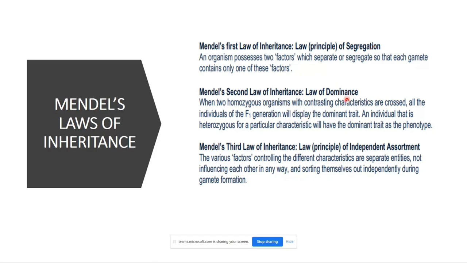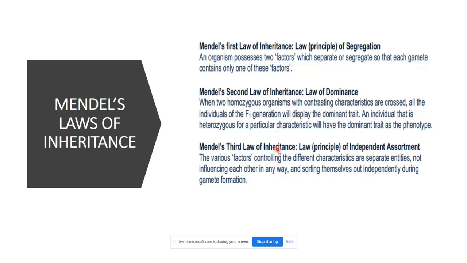Mendel's second law is the law of dominance. He says when two homozygous, now what does homozygous mean? They have the same alleles, are crossed. All the individuals in the first generation will display the dominant trait. So if you have big T crossing with small t, by now you should know all the offspring will have the dominant trait tall, but it will be heterozygous for that particular characteristic.